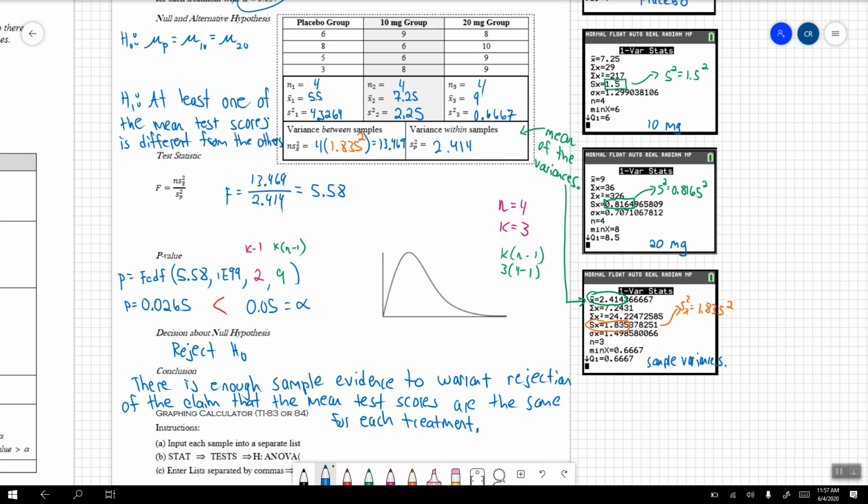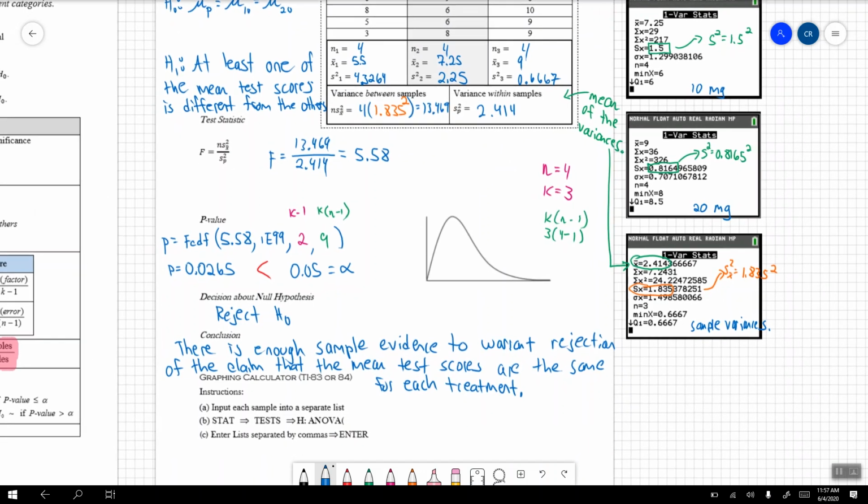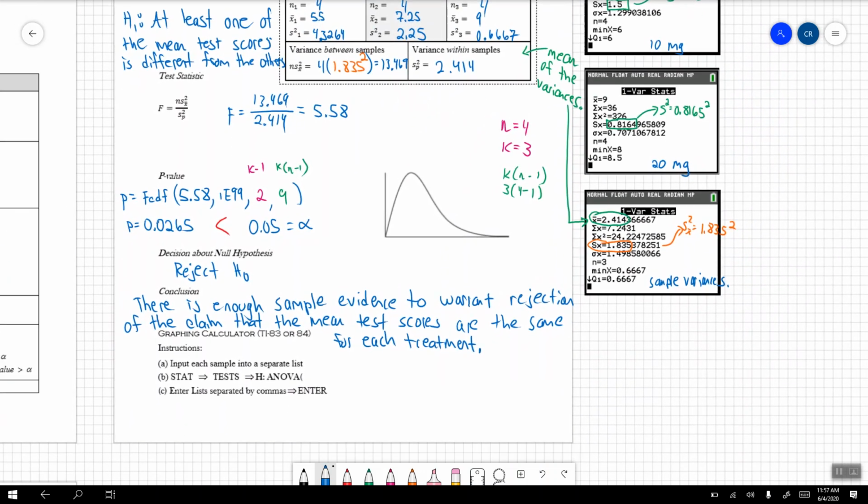All right, awesome. So I want you to look at this part down here, the instructions. We're going to use these instructions on the next example. I'm going to highlight these in, let's say, green, because I'm going to be using these.